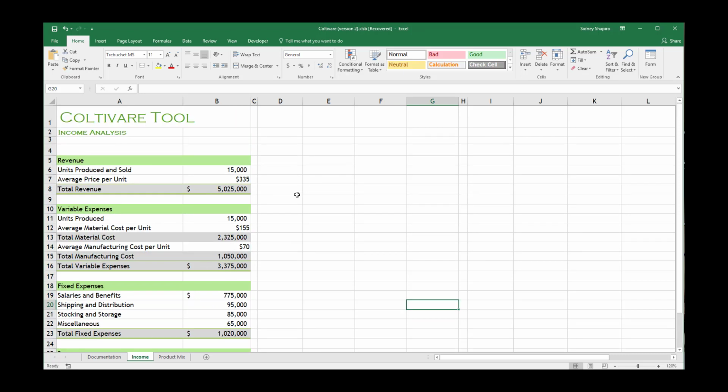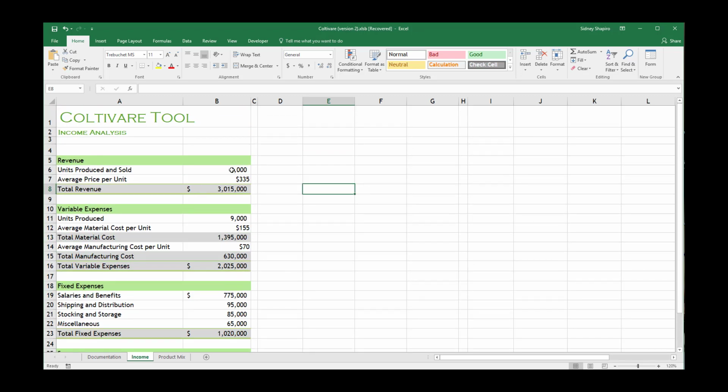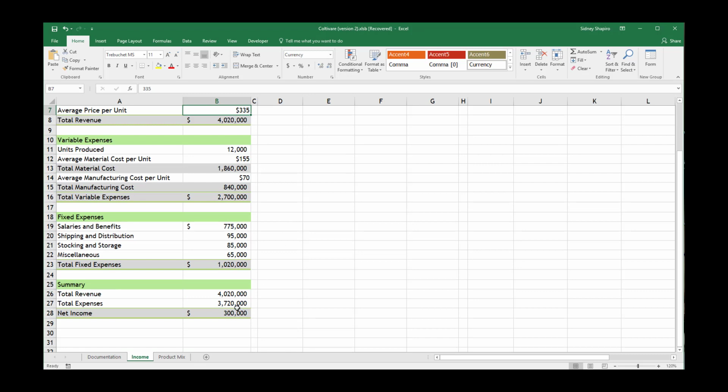In cell B6, let's try 9,000. Okay, and at 9,000, we actually lose $30,000. So let's go back to 12,000, which is our initial projection, and we're going to make $300,000.